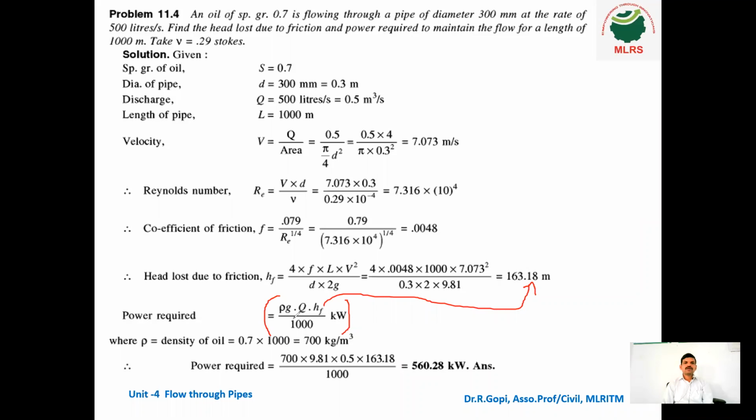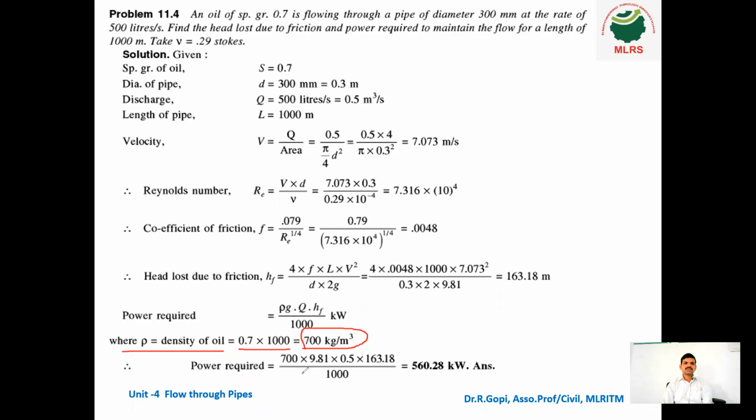So, kilowatts. How to calculate density? Remember the first unit: density is nothing but specific gravity into 1000. What is meant by 1000? 1000 is the density of water, the standard liquid. So rho, the density of oil, is equal to 0.7 into 1000, which is equal to 700 kg per meter cube.